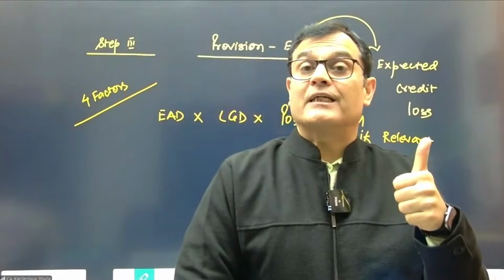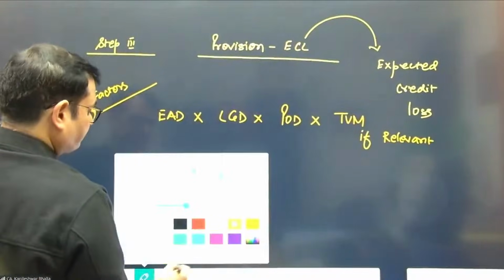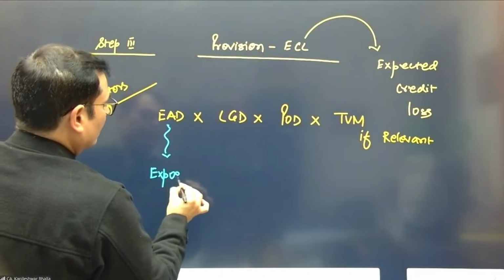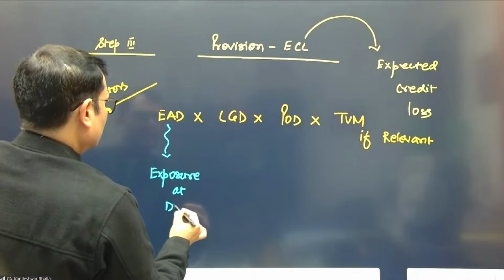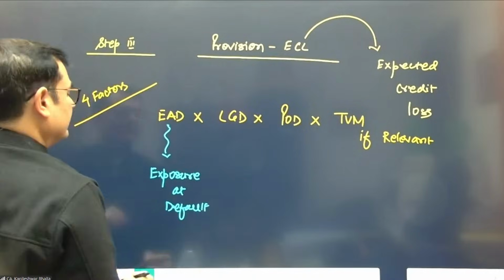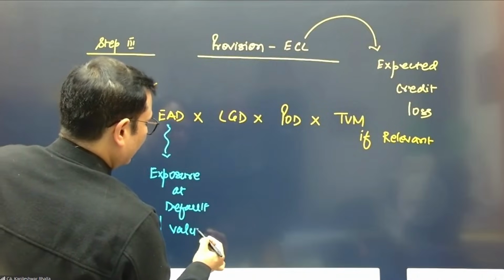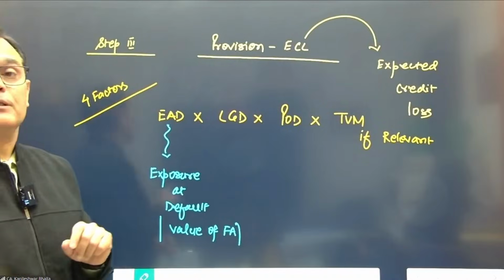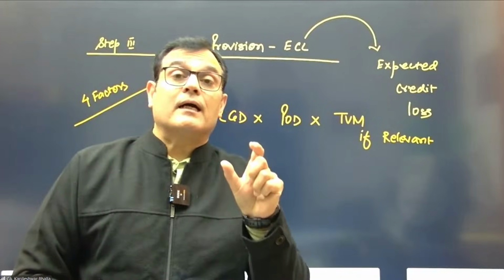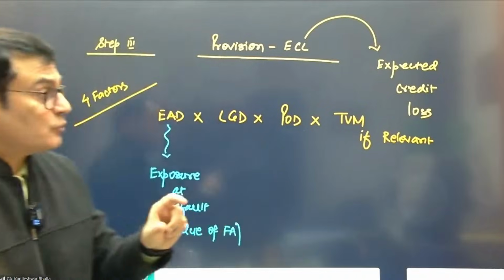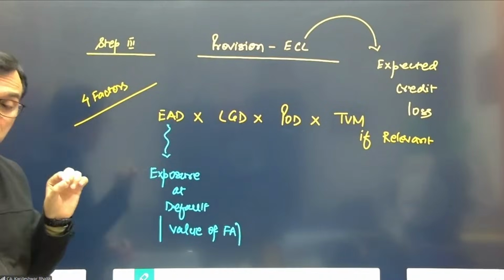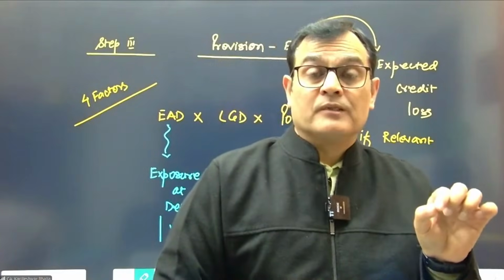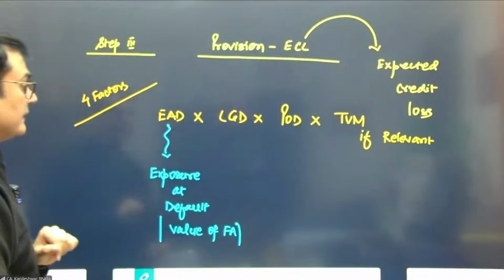One is the exposure at default. So let me write down these terms as well. EAD is basically what is called exposure at default. Technically you may call it exposure at default, but at the end of the day, it is basically the value of the financial asset. Whatever is the value of the financial asset, that can be called EAD. What is the amount which is exposed to a default? So when you say EAD, you need to look at the amount which is exposed to a default.